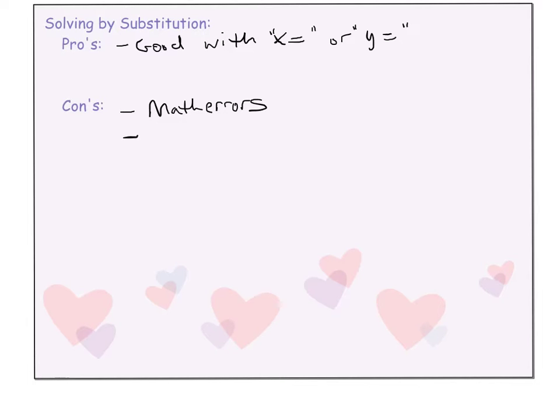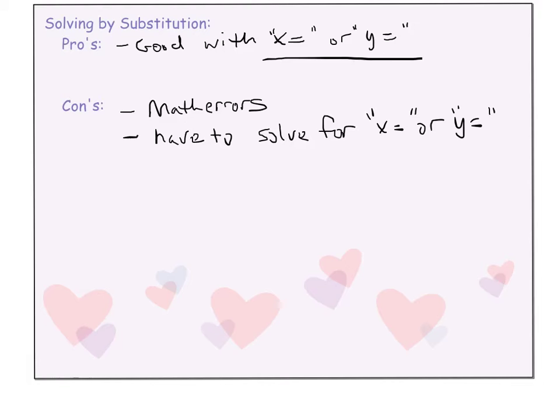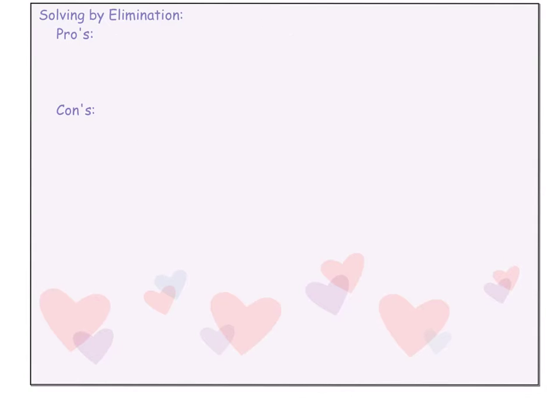And sometimes if you want to use substitution but you don't have the x equals or y equals, you sometimes have to solve for x equals or y equals, if it doesn't already come like that. Okay? So, that's all about substitution. With substitution, basically, if you see an x equals or a y equals, substitution is going to be your quickest way to solve it. Now, finally, let's talk about elimination.